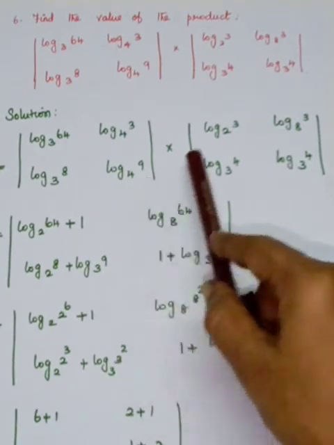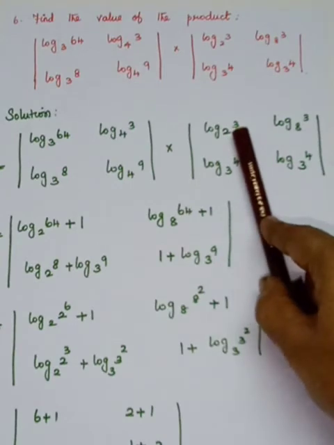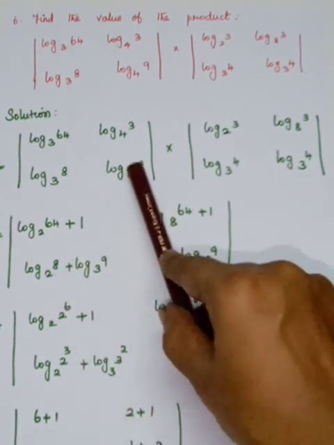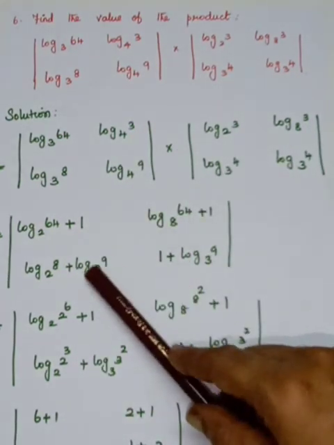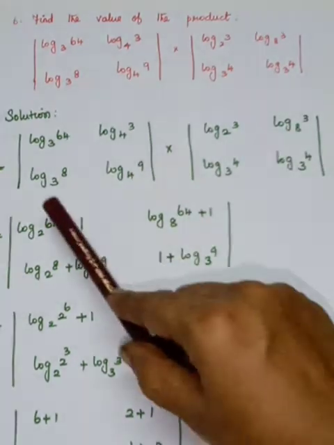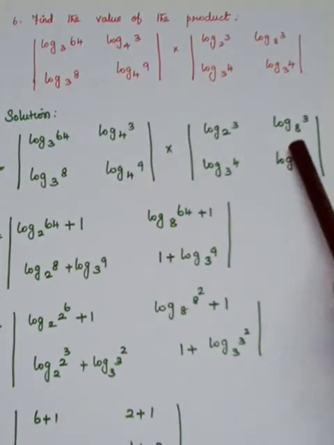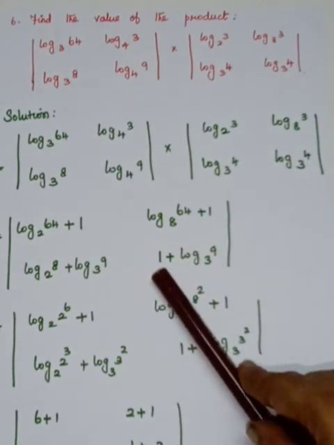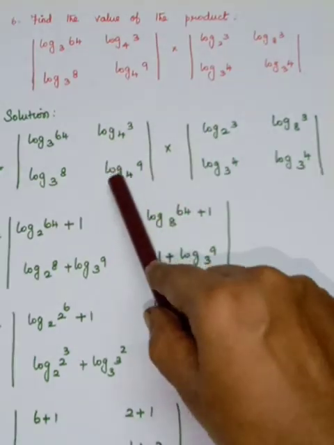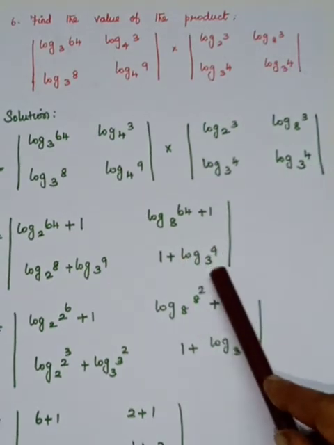And take the second row and the first column. See here the base is 3, in that the number is 3. So it can be written as log 8 to the base 2. When you multiply these two, it is log 9 to the base 3. Here second row, second column. So log 8 to the base 3 into log 3 to the base 8. So therefore it is log 8 to the base 8, that is 1. And you have to multiply these two. So here the base is 4, here the number is 4. So it can be written as log 9 to the base 3.